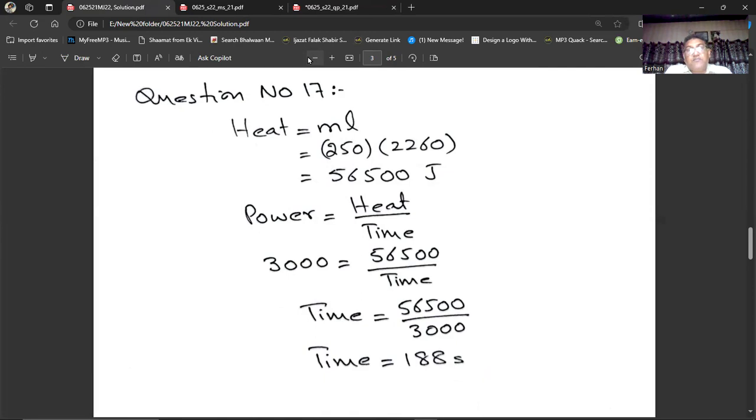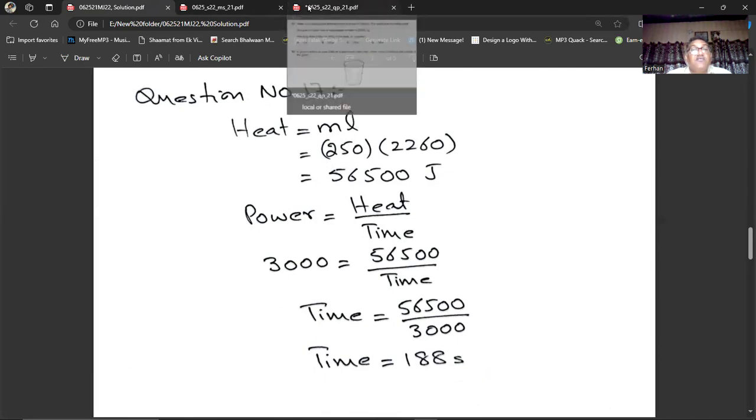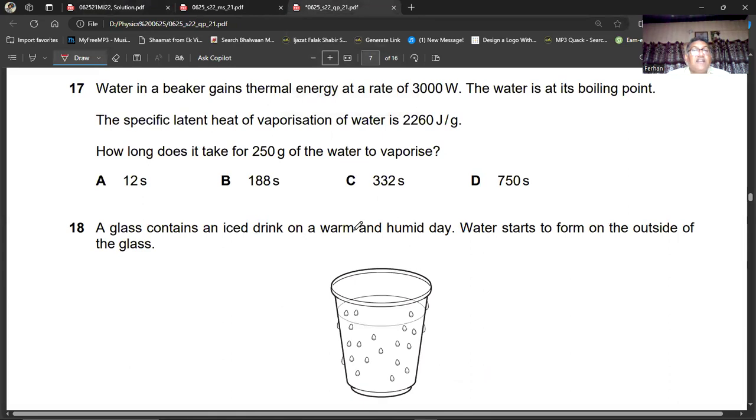Now we know the power is equal to heat divided by time. So the time will be equal to heat divided by the power. So that will be 56500 divided by 3000, and that is 188 seconds. So the time taken is 188 seconds. So I think that B is the choice.